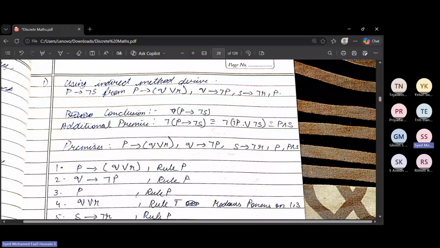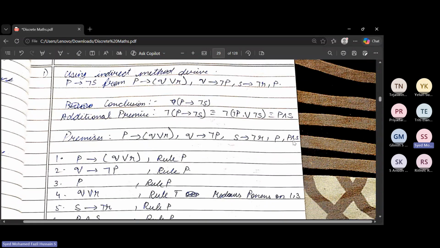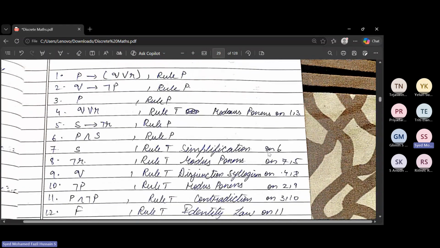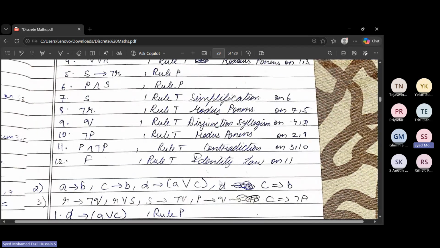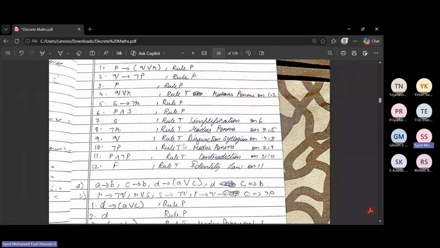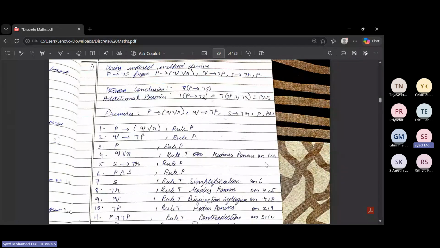As you can see, the additional premise, the negation of P then not S, is given. We are deriving P then not S, that is P and S. We just have to prove that P and S is false. If we find that this whole thing is false, we can say that the original statement is true, because the conclusion's negation is false. So obviously the original statement will be true.